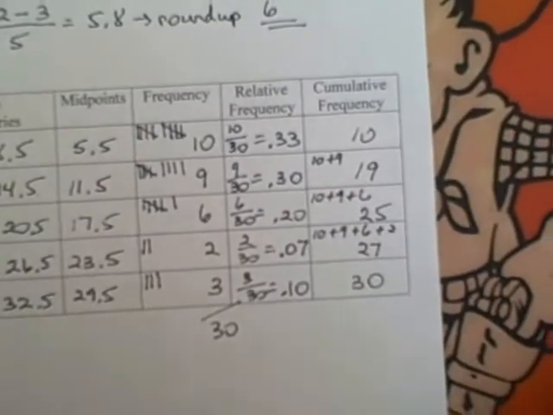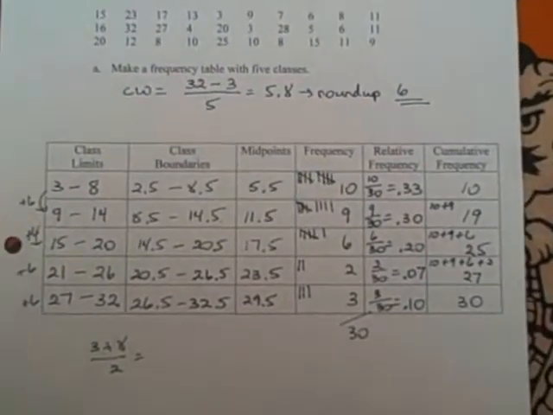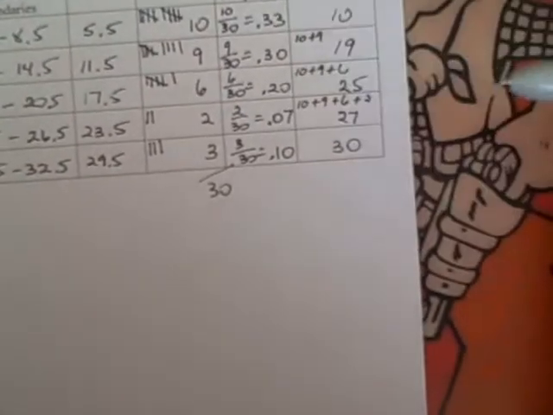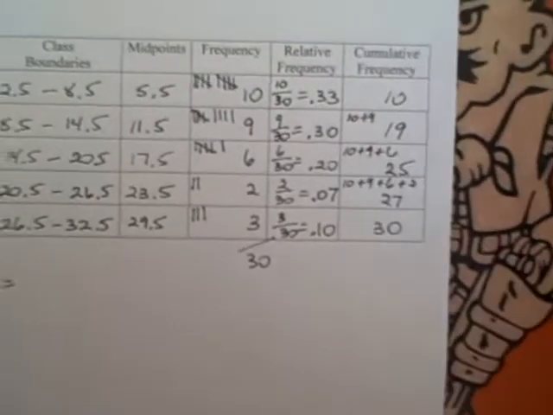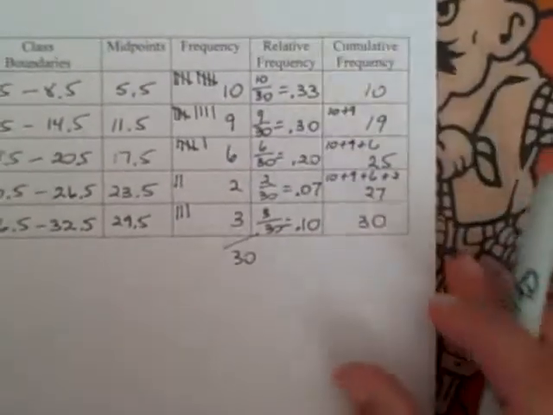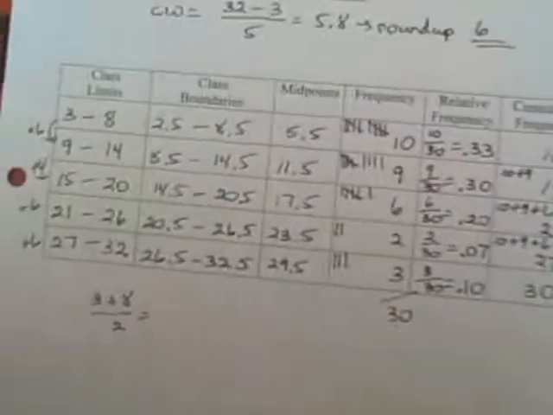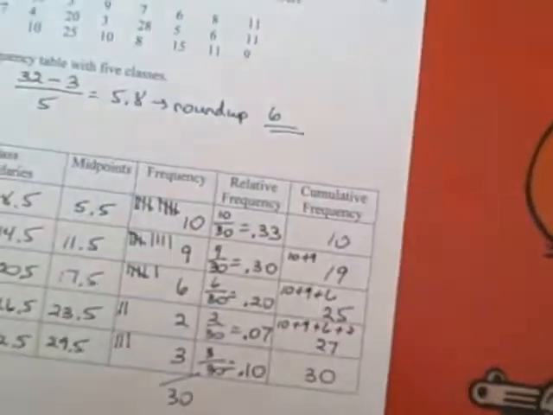Okay? So there is your entire frequency table, everything organized. In fact, here we can see 33% in the first class, 30% in the second, 20 in the third, and then 7 and 10. So we get a nice idea of how the data is distributed. Now we want to look at some pictures. So I'm going to push this over to the side. We'll need it in a second.